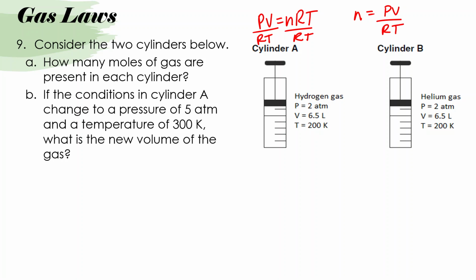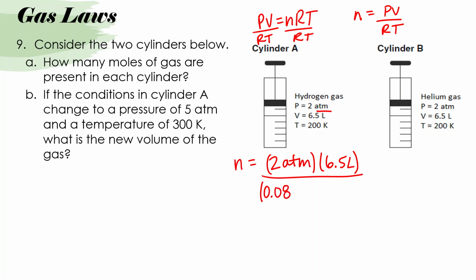So now I want to go ahead and solve both of these. N is going to be equal to the pressure, which is 2 atm, times the volume, which is 6.5 liters, divided by my R constant times my temperature. Noticing that my pressure is in atm, I want to choose the R value that has atm in it. So I'm going to choose this guy, 0.0821, and the units on this are liter atm per mole Kelvin.